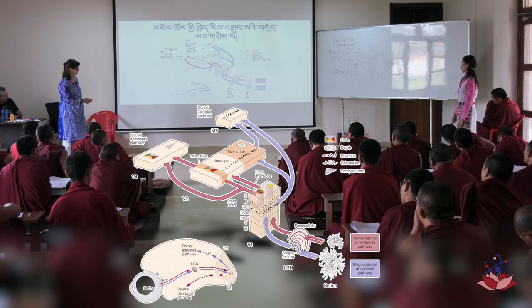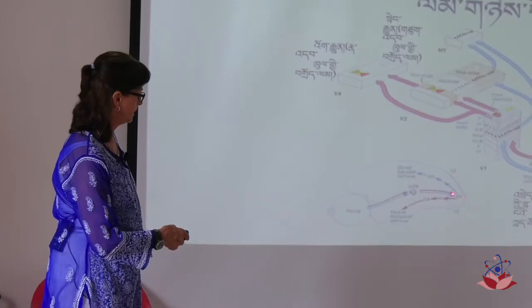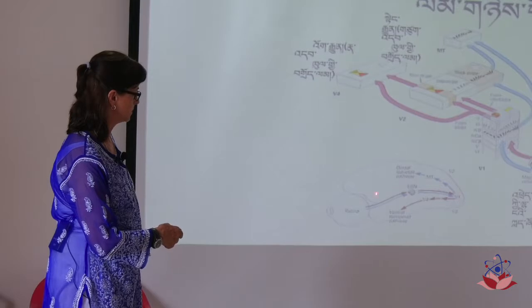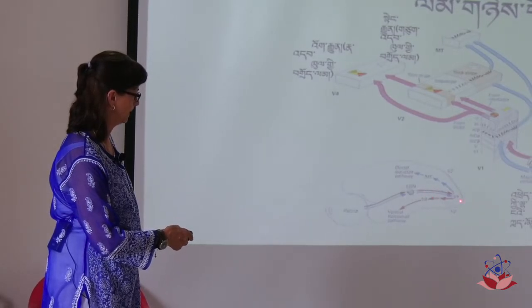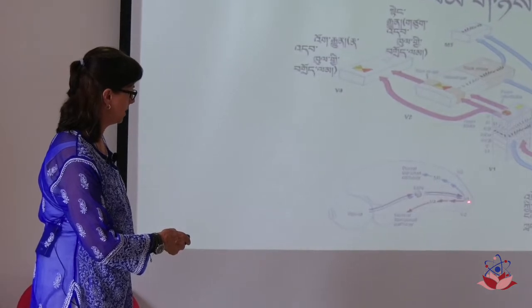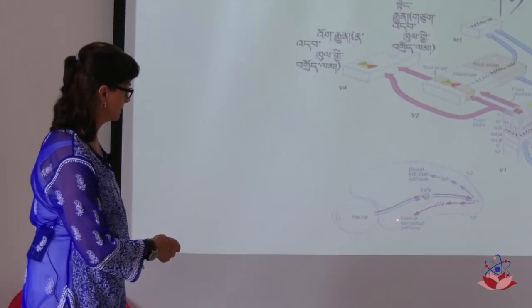So color and form versus motion, it goes together in separate pathways to V1, parallel pathways, and then from V1, form information is further analyzed by neurons that are located in the temporal lobe.